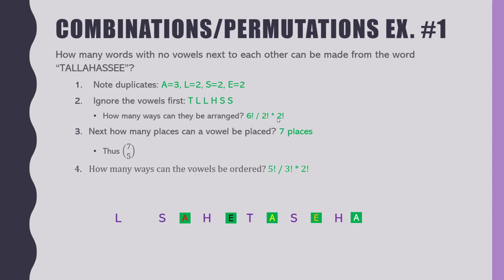All right, so if we go to the next slide here, we'll see that 6 factorial divided by 2 factorial times 2 factorial calculates to be 180. What that means is that there are 180 ways to arrange TLLHSS without any duplicates, like identical ones. Like TLLHSS is the same as TLLHSS. We're ignoring that duplicate, right?